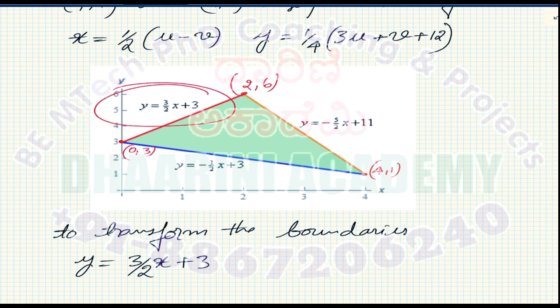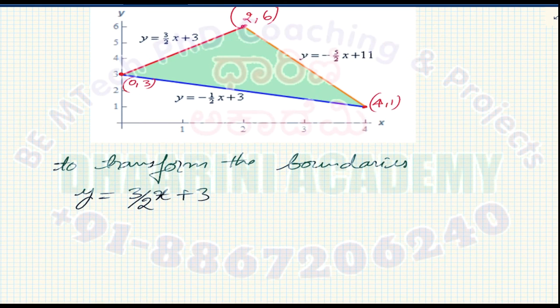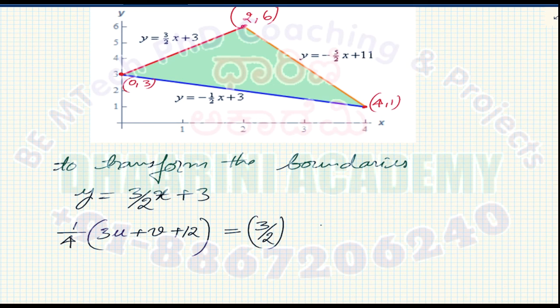You can see that, I'm taking from here. Now this means I can actually substitute the x and y values from the given transform. The given transform says what y you are supposed to substitute there and what values of x. Y is given as 1 by 4 times 3u plus v plus 12, which should be equal to 3 by 2 times the value of x. Again, in the given transform, the x value is given as 1 by 2 times u minus v plus 3.